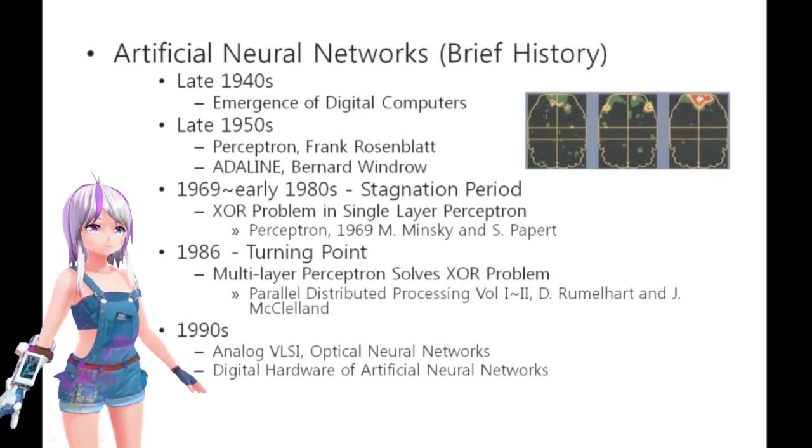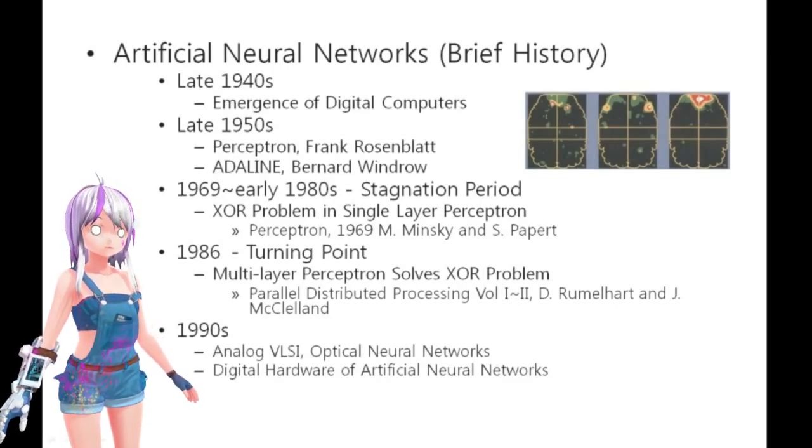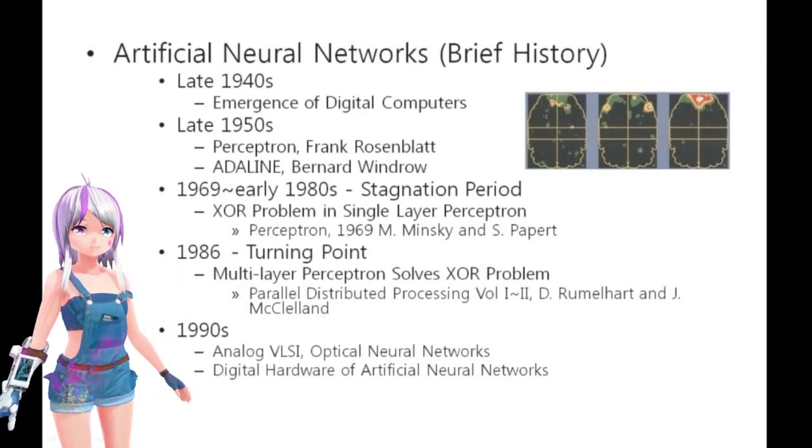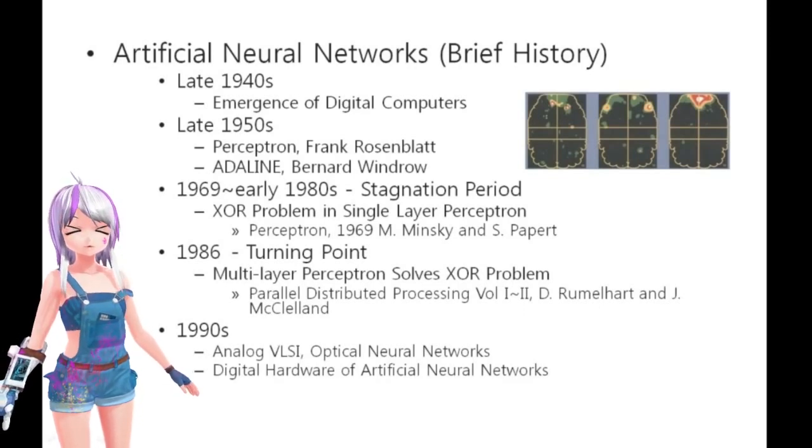This is the first stagnation period, from 1969 to the early 1980s. There was a serious problem in the single layer perceptron, which is called the exclusive OR problem. In their 1969 monograph, Perceptrons, Minsky and Seymour Papert showed that with a single layer perceptron, you cannot even solve an exclusive OR problem. But we had a turning point in 1986. There was a multi-layer perceptron, which actually solved the exclusive OR problem.